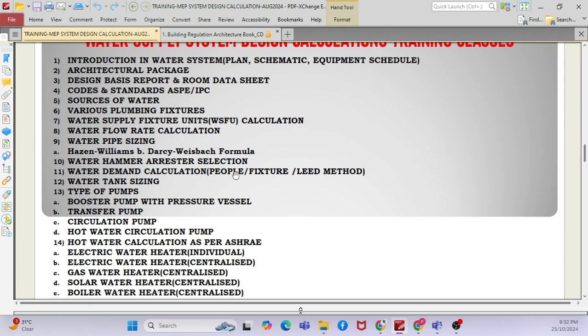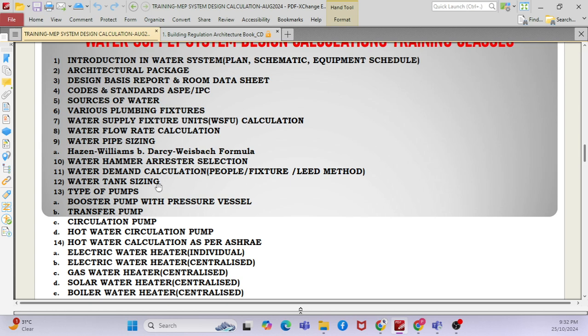I have attached all the calculation sheets. We will go through them, and I will tell you how to do the calculation for each and every step. If you know the water demand calculation, you know how to do the water tank sizing. If you know the water requirement for my plot, based on that demand, you can size the water tank.